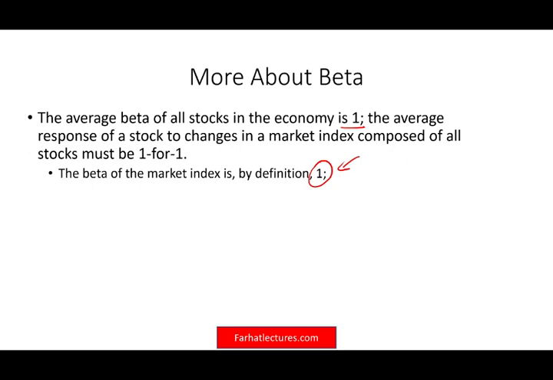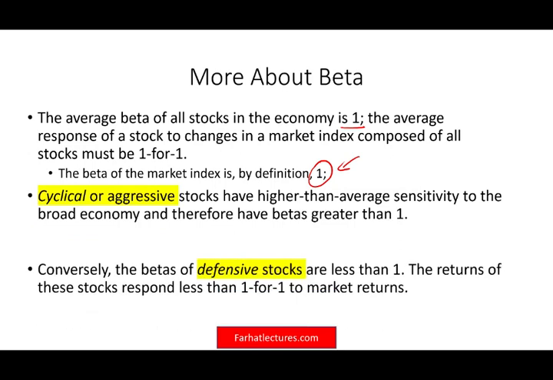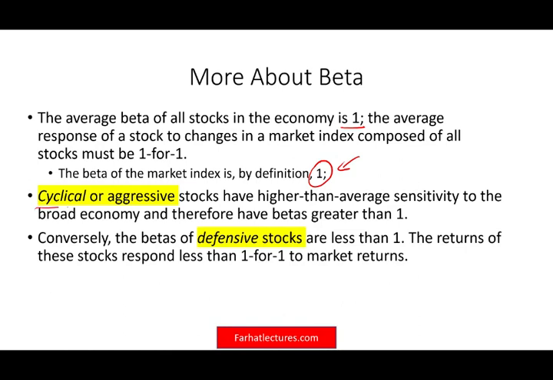If your beta is higher than 1, it's more sensitive to the market. If it's less than 1, it means it's a defensive stock. Cyclical or aggressive stocks have higher than average sensitivity to the broad economy, and therefore they will have a beta greater than 1. On average, they have a lot of sensitivity. The market moves 1 point, they move 1.5, they move 1.7. Defensive stocks will have a beta less than 1. So when the market goes up 1, they go up by 0.75, they go up by 0.3. Now the best way is to show you actual beta, because once you see the actual beta, hopefully it will make sense to you.